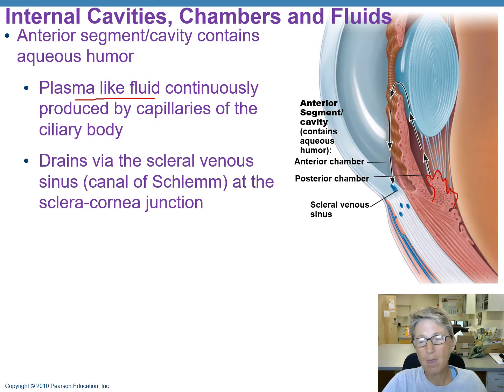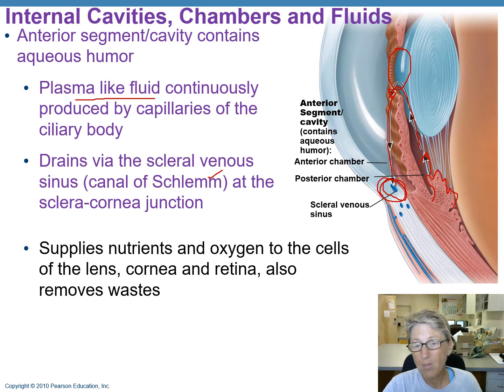So you're constantly making the aqueous humor, and you can see these arrows show you the direction that it flows. So the aqueous humor is made here from the capillaries of the ciliary body, and then it flows up, goes through the pupil of the eye, and then it flows into the anterior chamber, and then it drains here in this scleral venous sinus. It used to be called the Canal of Schlemm, but they're trying to get away from people's names.